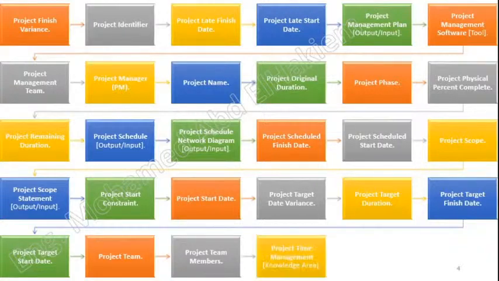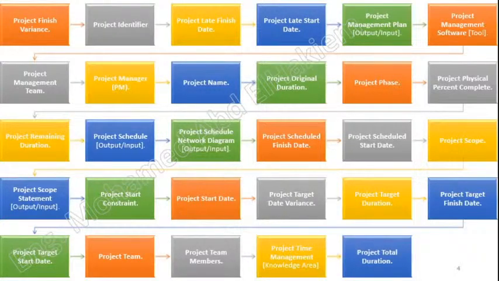Project time management, knowledge area. Project time management includes the processes required to accomplish timely completion of the project. The project time management processes include activity definition, activity sequencing, activity resource estimating, activity duration estimating, schedule development, and schedule control. Project total duration. The total number of work periods in calendar units to complete a project.